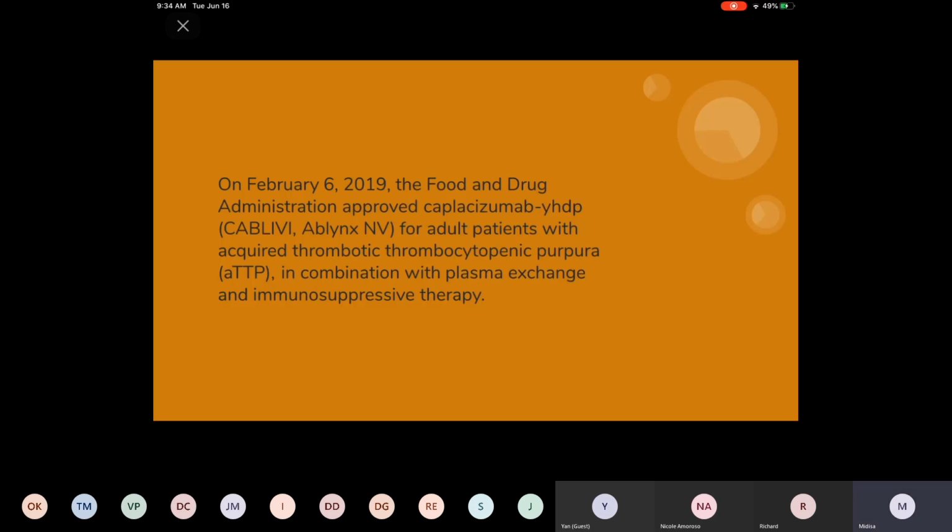So on February 6, 2019, the FDA approved this drug for adult patients with acquired thrombotic thrombocytopenic purpura in combination with plasma exchange and immunosuppressive therapy.